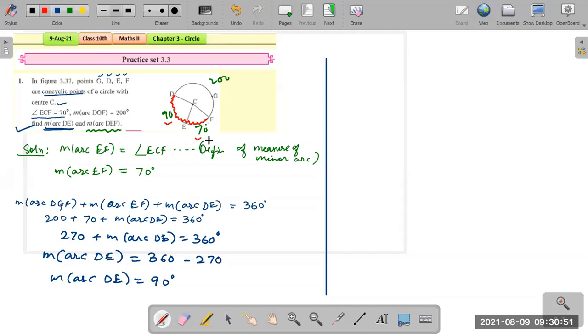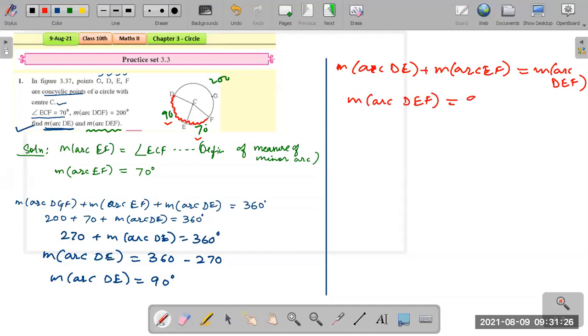Can I add both these numbers? Yes, you all are right. We can. And what is the property called? It is the arc addition postulate, right? So how do we write out the step? Measure of arc DE plus measure of arc EF, the total is equal to measure of the arc DEF. So therefore we can get measure of the arc DEF, which is equal to 90 plus 70.